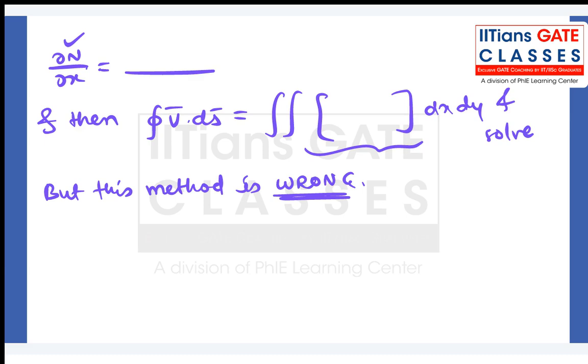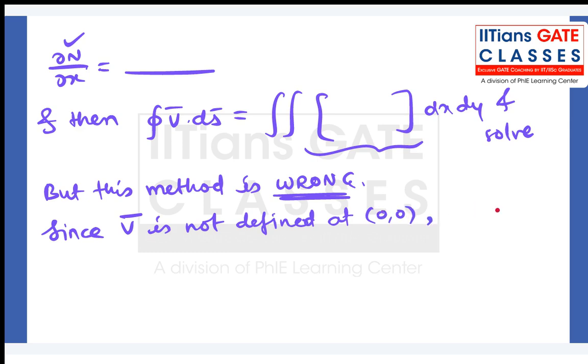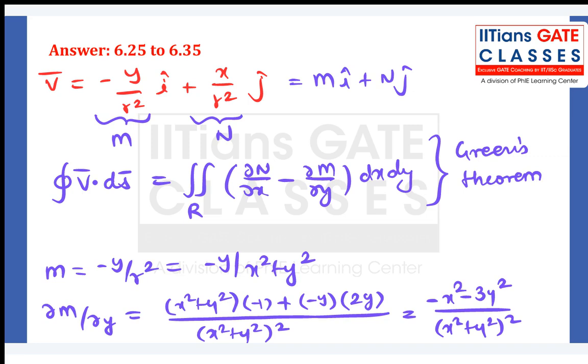But here, since v bar is not defined at origin 0 comma 0, Green's theorem cannot be used. So that is the problem: even if you follow this lengthy procedure and use Green's theorem, you will not get the answer. So then what to do? That is the question, because anyway you are supposed to solve this question, right?